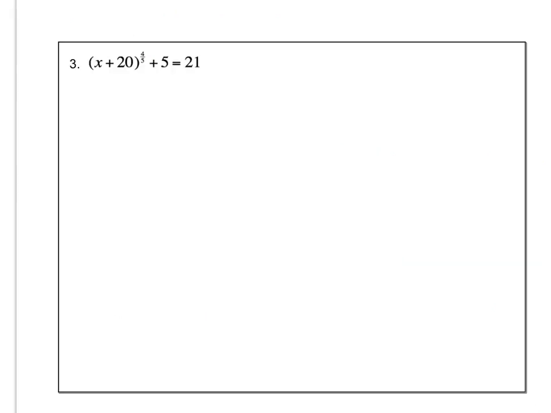Let's try another. Now this would be a really good problem if you pause it and you try this on your own, and then you watch through the video to make sure that you did it correctly. So I'm giving you another second to pause it, and then try it on your own. So first step is to unwrap. So your first step to unwrap this one should be minus 5. We get x plus 20 to the 4th power is equal to 16.